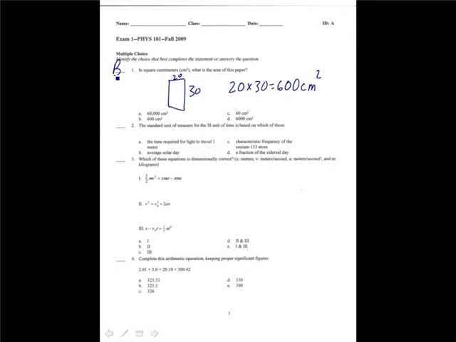The standard unit of measure for the SI unit of time is based on which of these? The SI unit for time is based on the frequency of the cesium atom. Which of these equations is dimensionally correct? And I give what each of the variables means. So you just want to plug in the units for each.